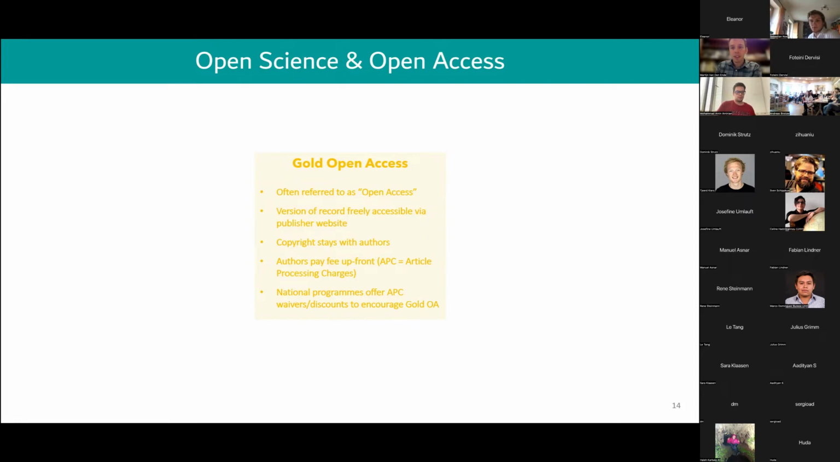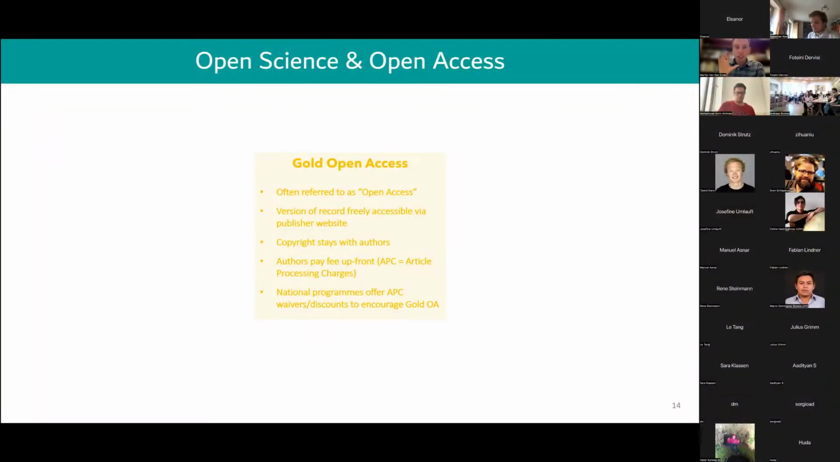But fortunately, there are many of these national programs that offer either waivers or discounts for APCs to encourage gold open access publishing. So for instance, in Germany, the Netherlands, UK, if you want to publish open access, then you can basically send the bill to your government, and then the taxpayer will pick it up.